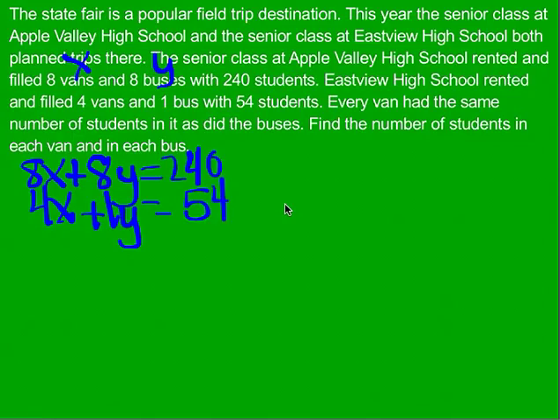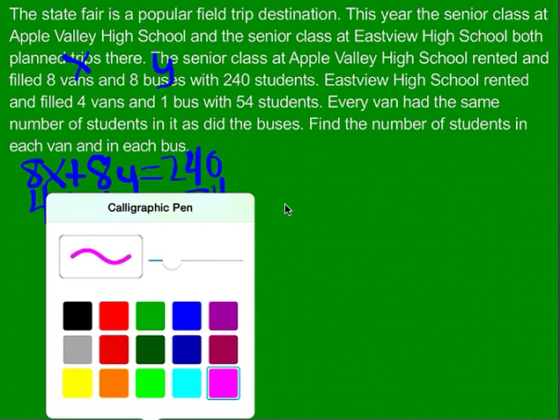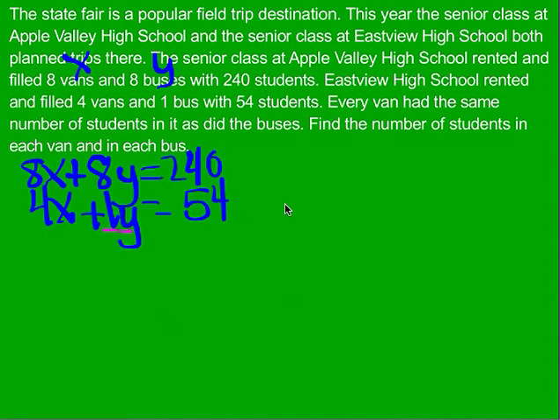So now you can see that this could be very easy to do elimination on, and you can do that if you want. I'm going to do substitution just for practice. So I see that this y has a 1 on it, so I'm going to solve this bottom equation for y.